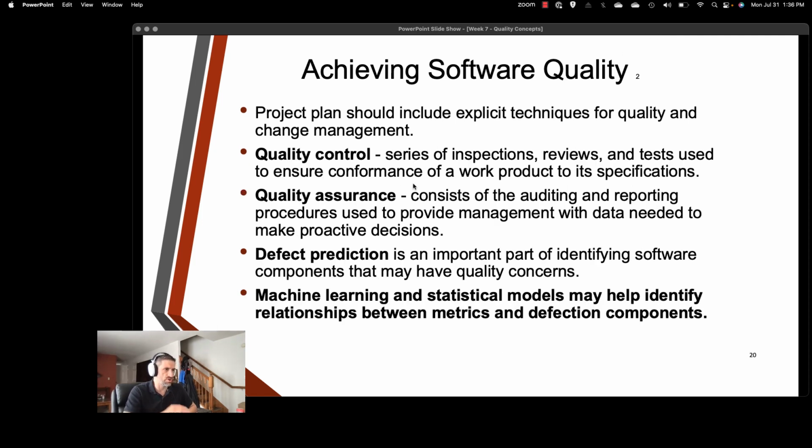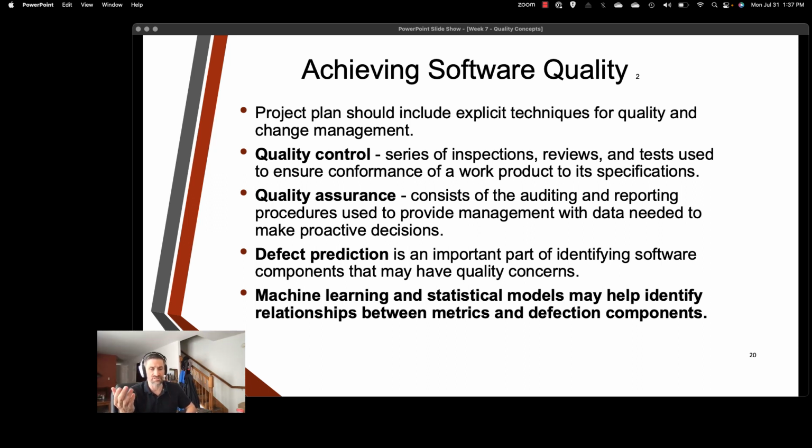We want to ensure there's quality control, so we have inspections, reviews, tests. We talked about this already. Then quality assurance, which is what we're going to talk about in the next video, where we do auditing and reporting procedures to provide management with the data that they need to make proactive decisions, not reactive decisions.